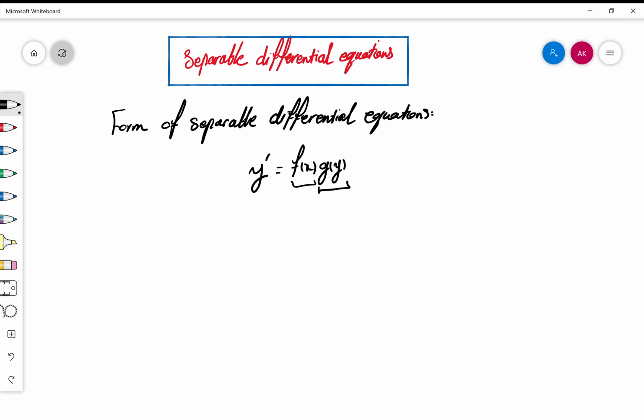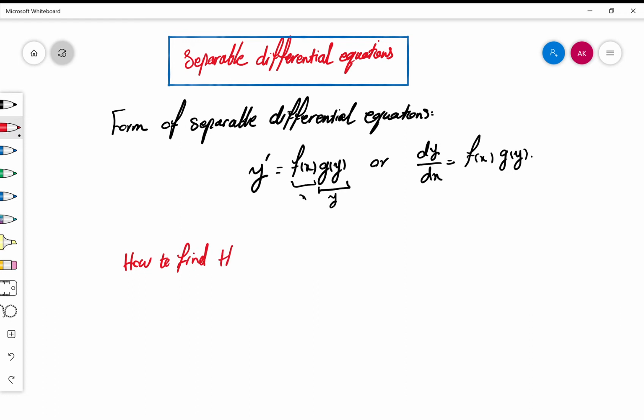Why it is called separable is you can see it can be separated into an x part and a y part. And sometimes you will see it is better to write this as this. And any such equation is called a separable differential equation. And how do we solve it? How to find the general solution?